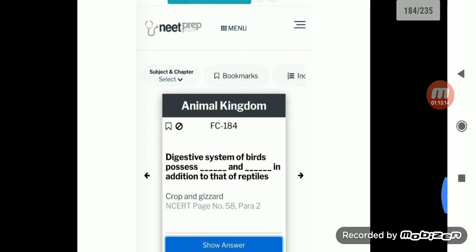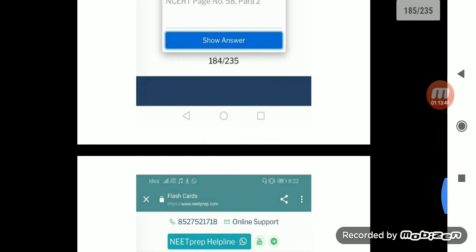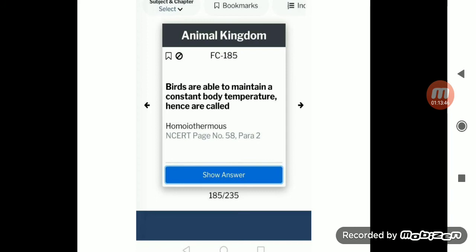Digestive system of birds possesses crop and gizzard in addition to that of reptiles. Birds are able to maintain a constant body temperature, hence are called homoiothermous.